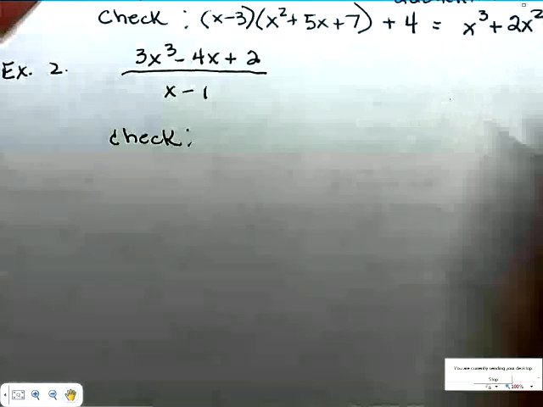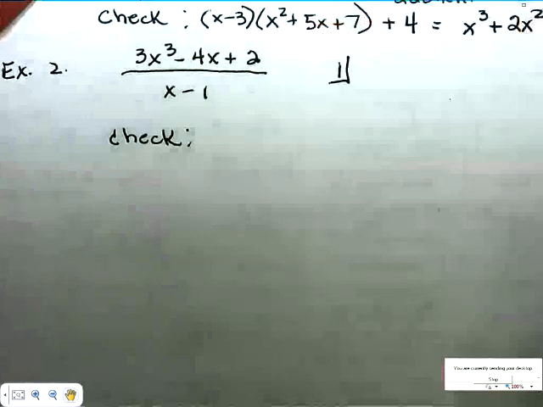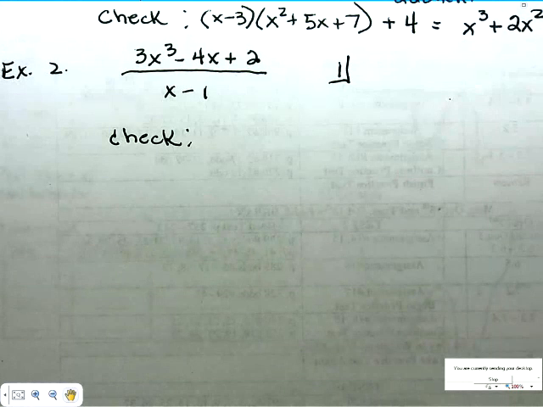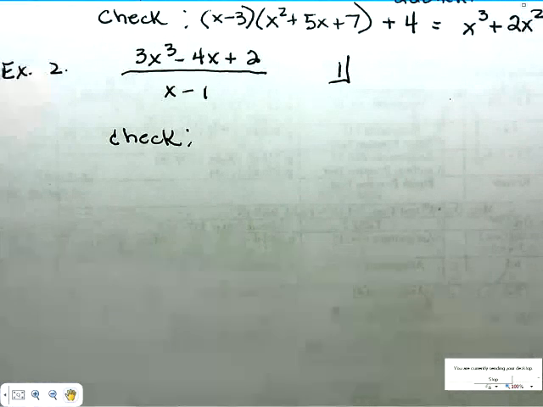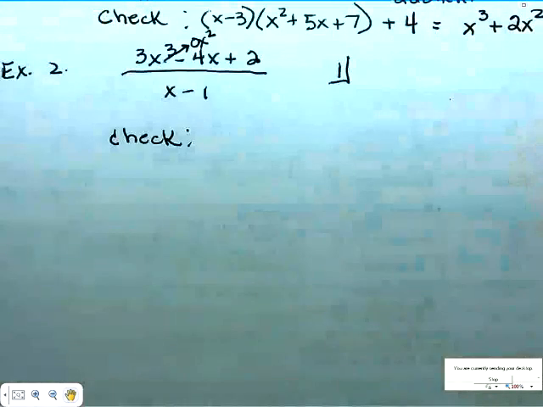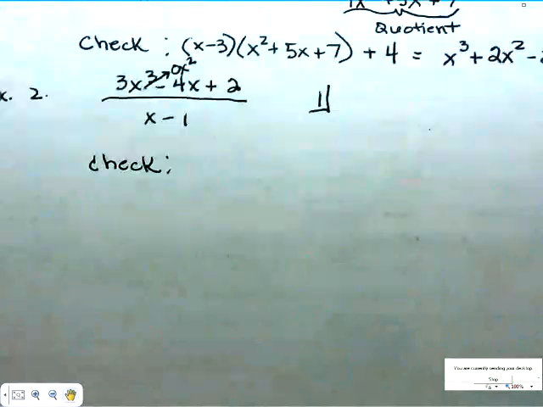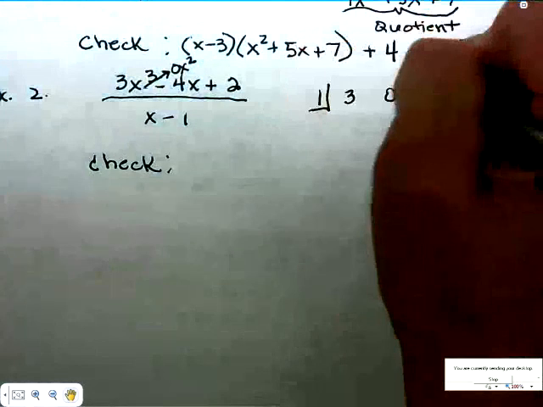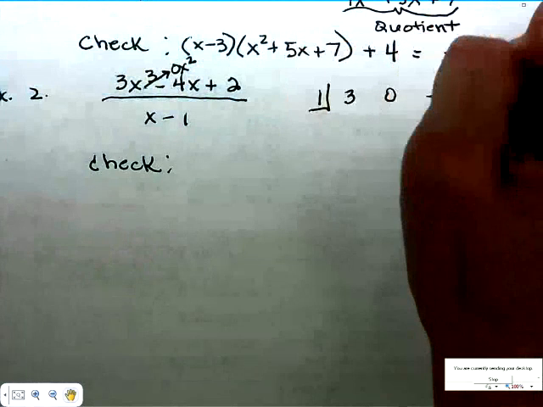Positive 1. And then out beside that box, the coefficients of the numerator, and what's missing? X squared. What could I put in place of the x squared that really wouldn't change the value of the numerator? 0. You could put in a 0x squared, and if you forget to, you're not going to get the right answer. The coefficients are 3, 0, negative 4, and 2.